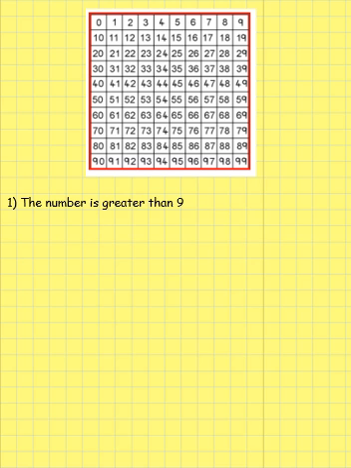The first clue then is that the number is greater than 9. So this clue is quite a straightforward one. It means that I can immediately look at my digits from 0 to 9 and I can get rid of them. It's not going to be one of those numbers. So that leaves my grid looking like this, and we'll move on to the next clue.